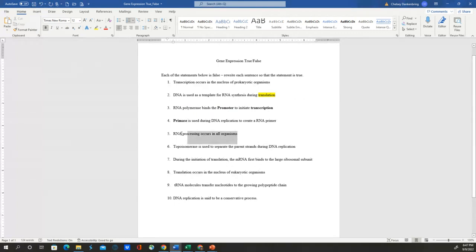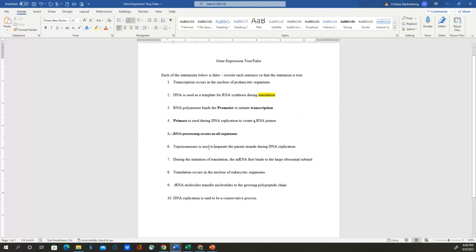All right. Oh, sorry, y'all. Number 5 should not be on there. My apologies. We are not doing RNA processing. All right. Number 6, topoisomerase is used to separate the parent strands during DNA replication. What's the problem there?